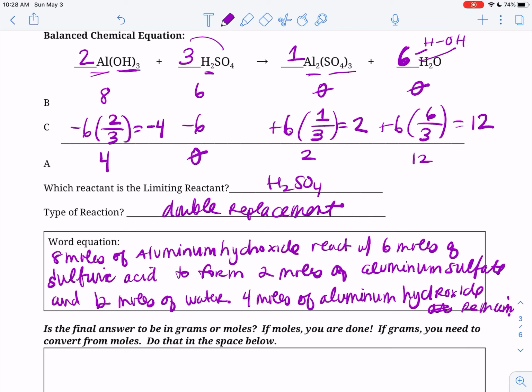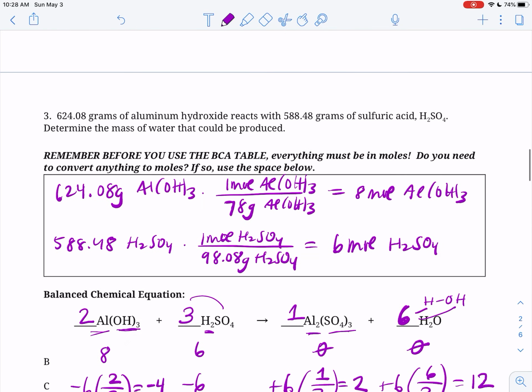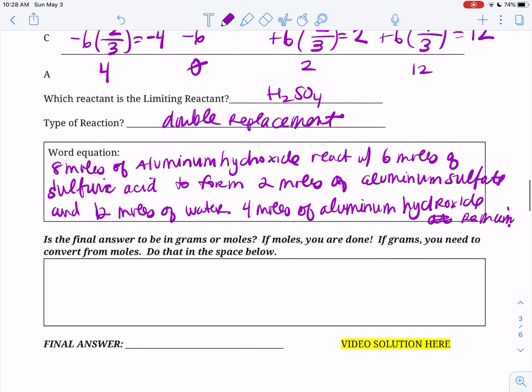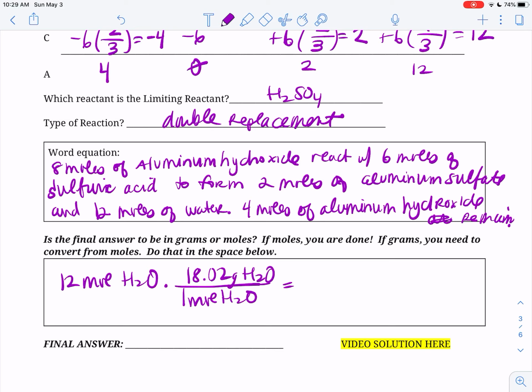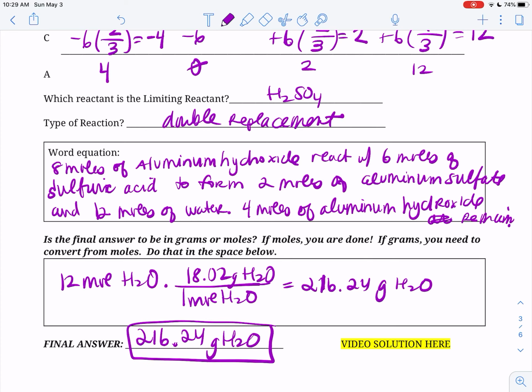Okay? All right, let's see what the actual final answer is. Okay, the mass of water that could be produced. All right, so I can see that I had gotten 12 moles of water at the end. So now I'm just going to do this. 18.02, I think, is water, right? Okay, so 12 times 18.02 is 216.24 grams of water. That's my final answer. All right, that's number 3.